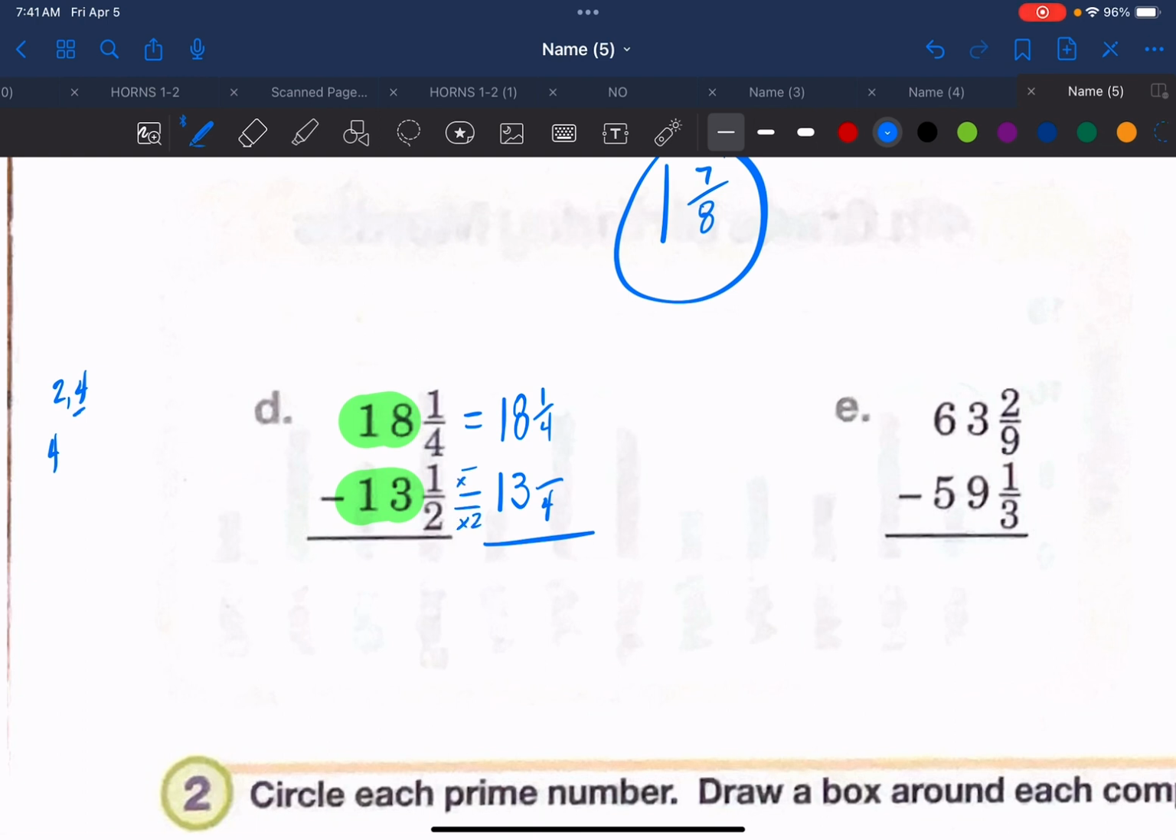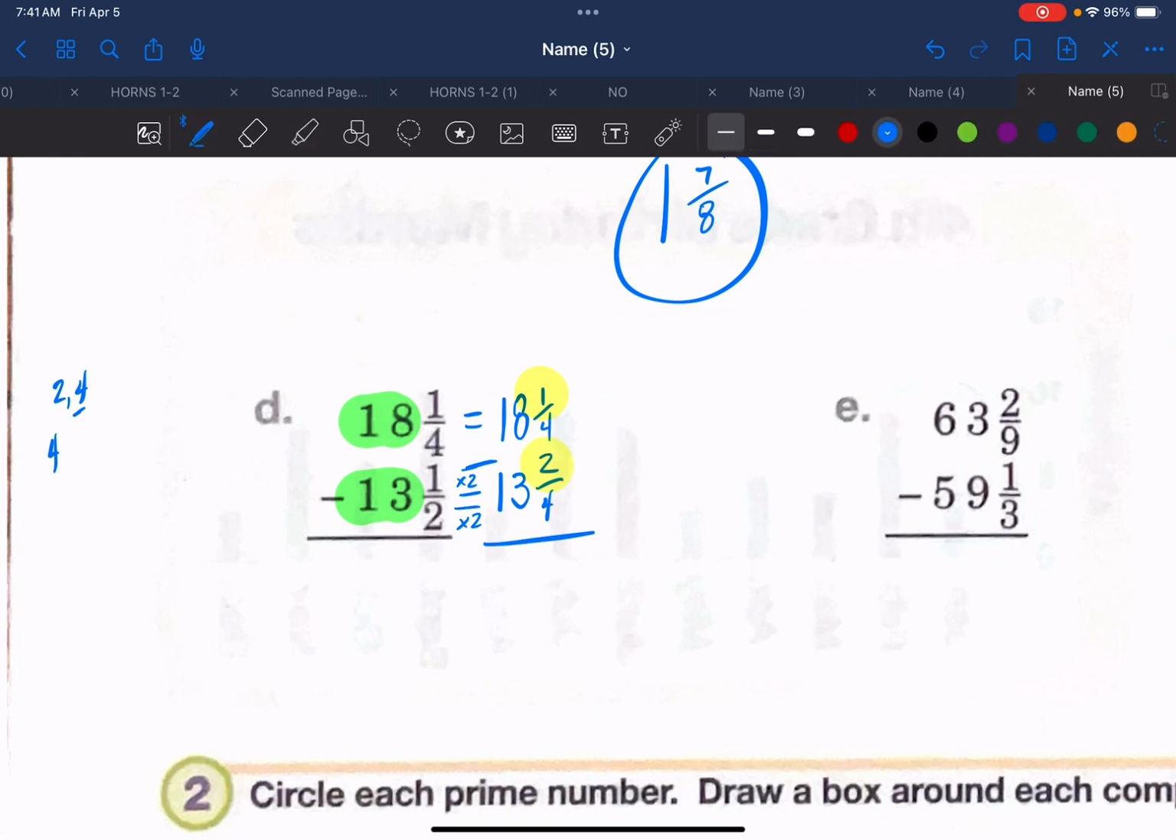So here I'm also going to multiply by 2. So 1 times 2 is 2, which makes sense. 1/2 is 2/4. Okay, so now I have 18 and 1/4 minus 13 and 2/4. But when I look at this, my 1 is not big enough to subtract.